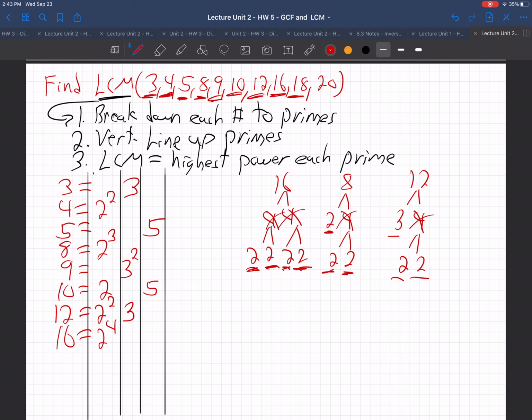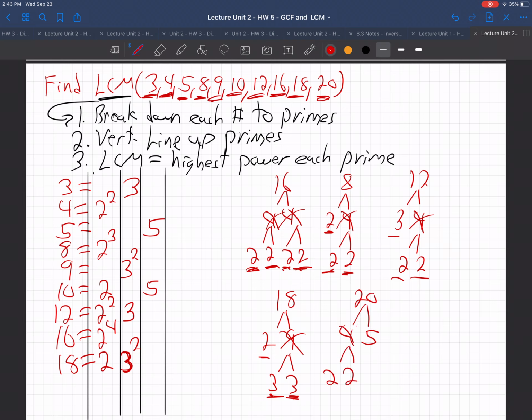Two more numbers. 18. So if I do 18, that's 2 times 9, and 9 is 3 times 3. So we don't include the 9 because it broke down, just the numbers that couldn't break down, 2 and 2 3s. So 18 is a single 2 and 3 squared. Like that. Final number, 20. That's 4 times 5, and 4 is 2 times 2. We don't include the 4, just the 2 2's and the 5. So 20 is 2 squared times 5.